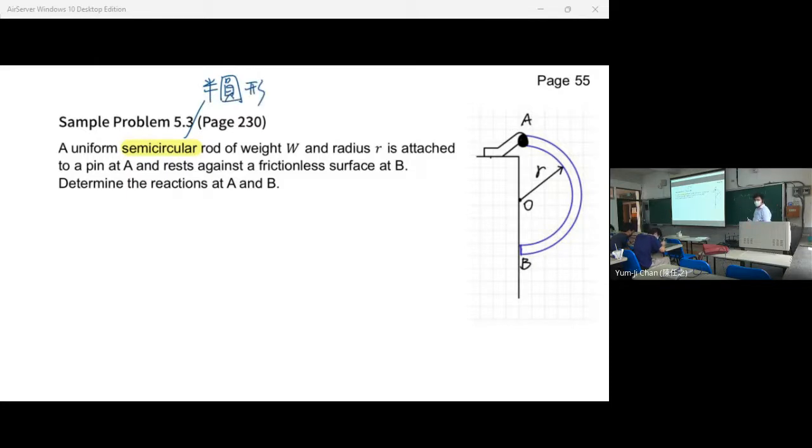Of weight W and radius R is attached to a pin at A and rests against a frictionless surface at B. Determine the reactions at A and B.